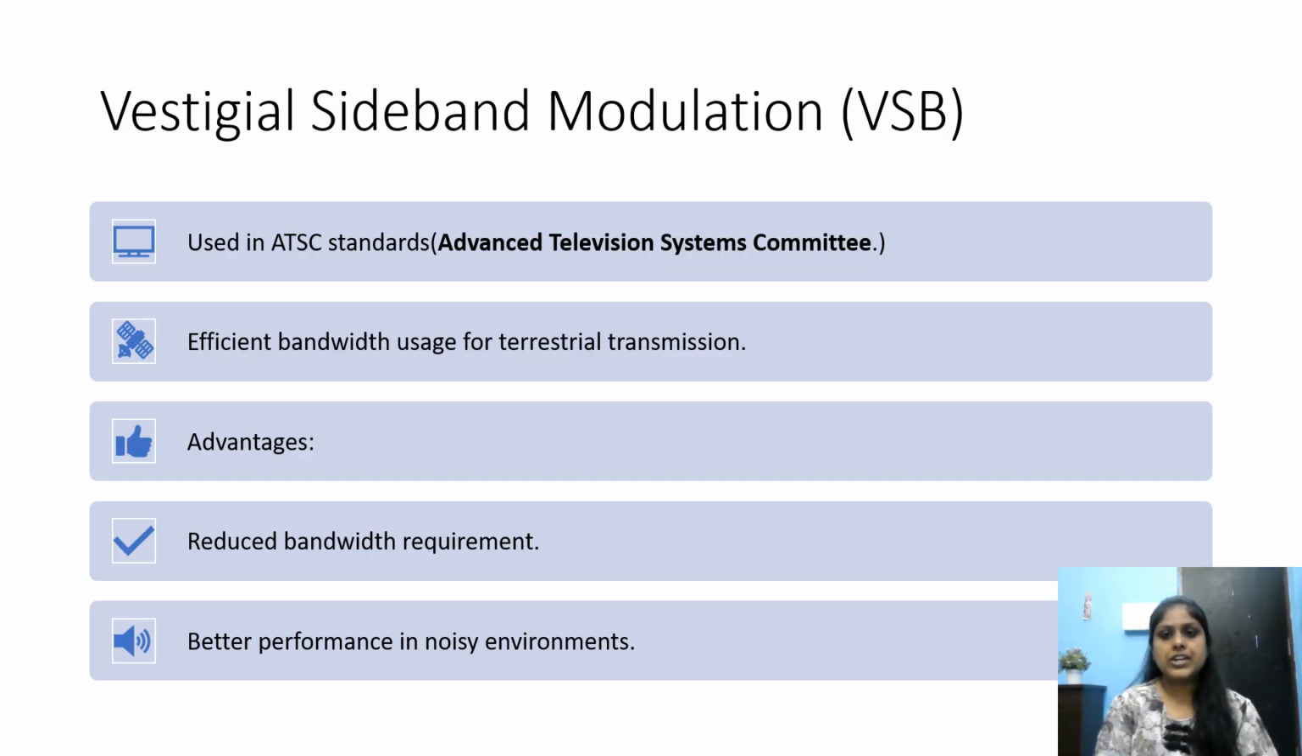Vestigial sideband modulation, that is VSB, is used in the ATSC standard, that is the Advanced Television Systems Committee. It provides efficient bandwidth usage for terrestrial transmission. Advantages: it reduces bandwidth requirement and gives better performance in noisy environments.